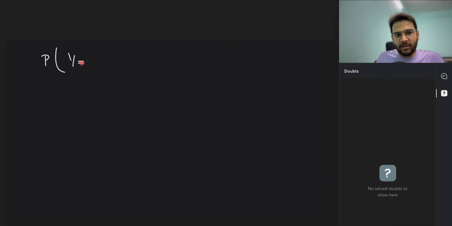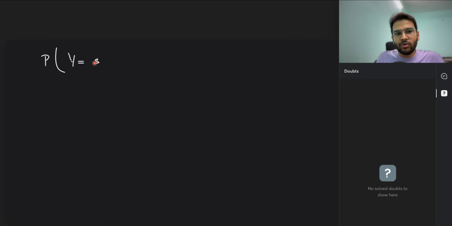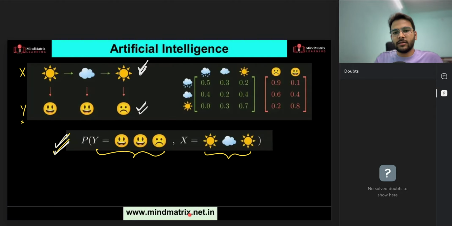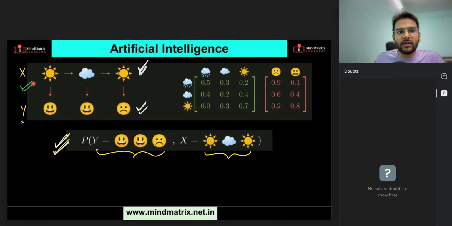So let's say y is equal to, we have these three moods: smile, smile, and sad. For x, it is sunny, cloudy, and sunny. Now carefully understand, everyone. Based on this graph, can I write this joint probability distribution? It is very simple. How can we write it?